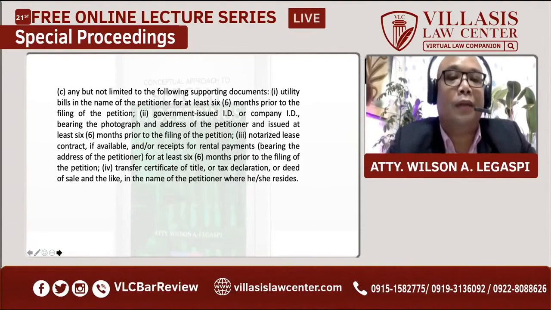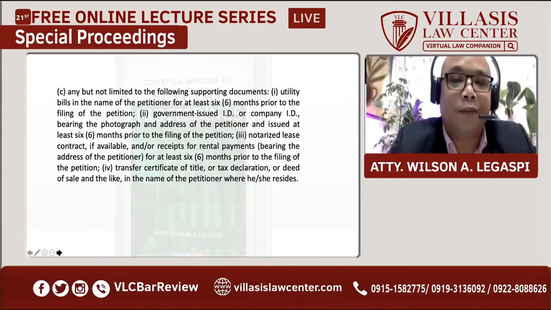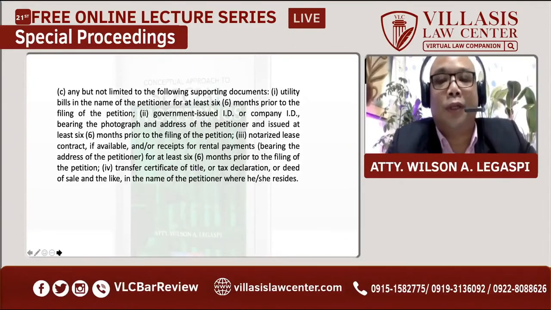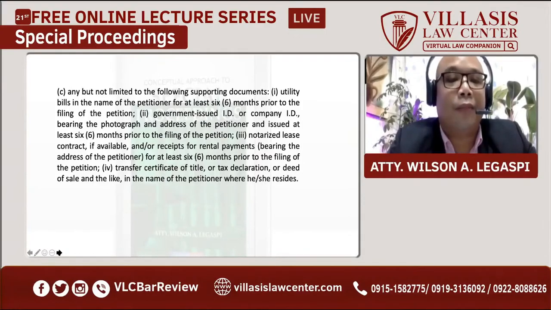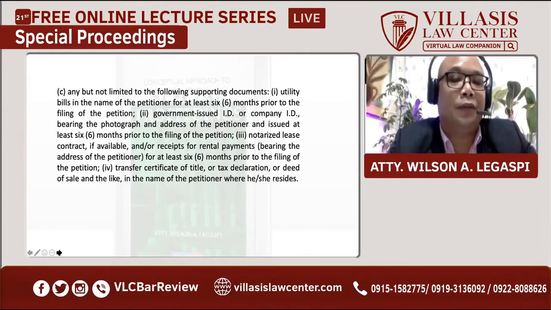Any other supporting documents like the utility bills in the name of the petitioner for at least 6 months prior to the filing of the petition. Government issued ID or company ID bearing the photograph and address of the petitioner and issued at least 6 months prior to the filing of the petition. If the petitioner is renting a place, he or she must also produce the notarized lease contract and receipts of rental payments, okay, bearing the address of the petitioner, for at least 6 months prior to the filing of the petition.